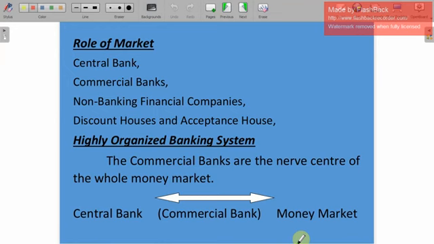And a highly organized banking system. The commercial banks play an important role in the money market. The commercial banks are the nerve center of the whole money market. Commercial banks will link between the central bank and the money market. So they play an important role. That is the commercial bank.